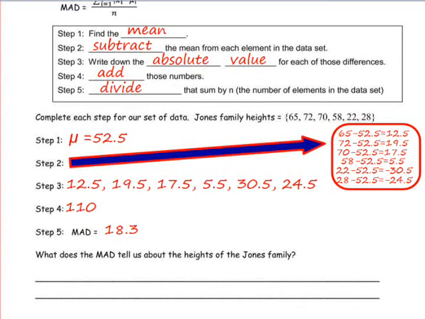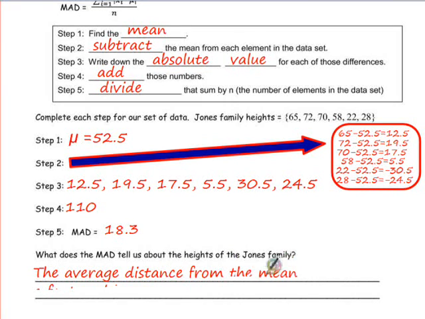So the big picture is, what does this tell us about the heights of the Jones family? So, take a second, pause the video, think, talk, whatever. What do you guys think this tells us about the heights of their family? Pause the video and discuss that for a second. Okay, you've unpaused. Here's what I think it tells us.